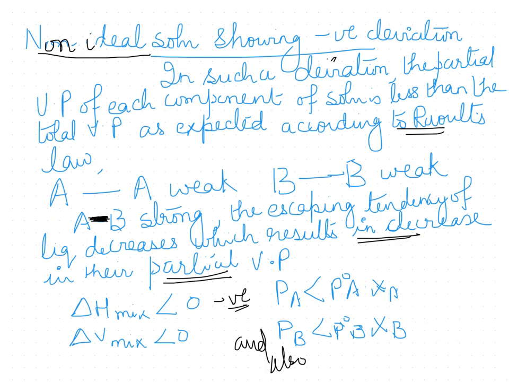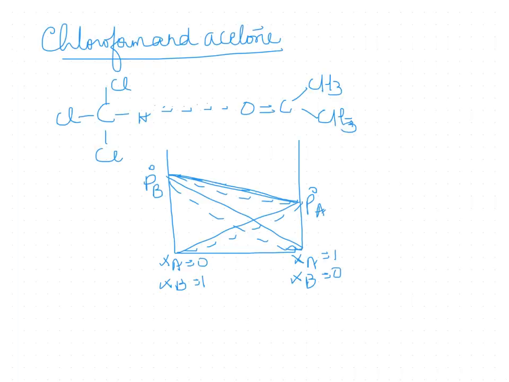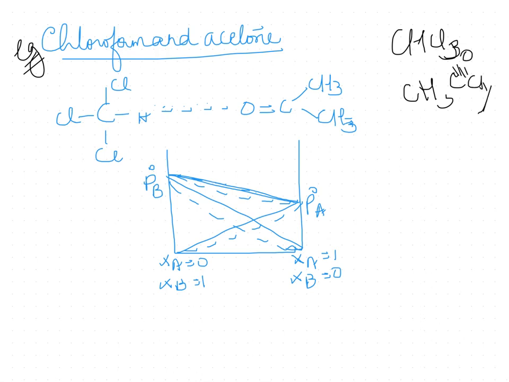Is it clear? So now let us go. What would be the next thing that I am going to take? It is the graph. So before taking the graph, let me talk about the example. Okay, an example of a solution showing negative deviation is chloroform and acetone. Chloroform is CHCl3 and acetone is CH3-C=O-CH3. Okay, C double bond O and CH3. Is it clear? So this is it. So now when chloroform and acetone are coming closer, this H and this O are forming a strong hydrogen bond. Is it clear?